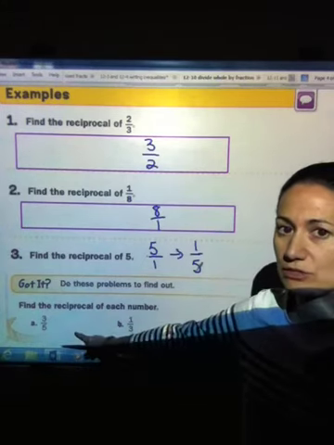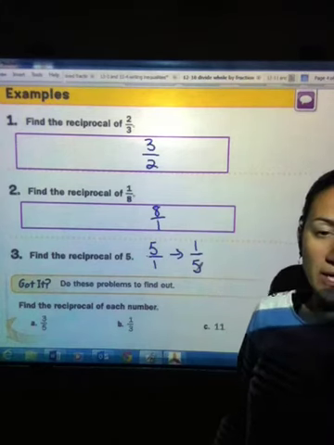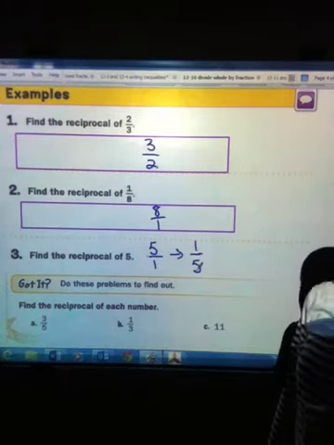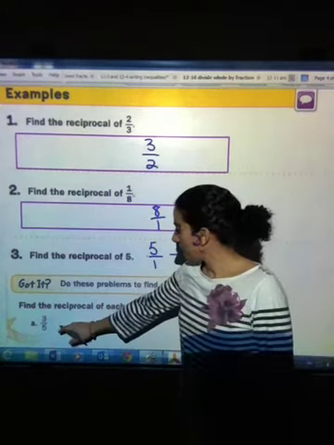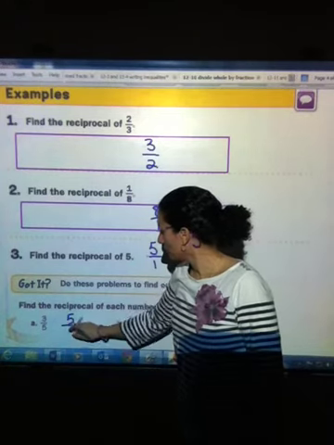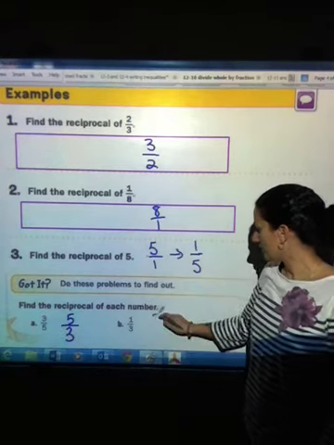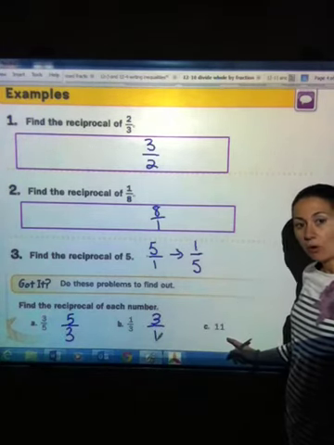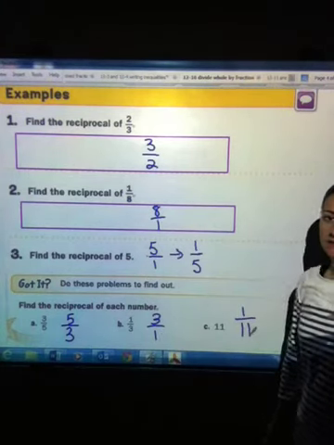I want you to try these 3 problems here. Pause the video and unpause, we'll check them together. So the reciprocal of 3/5 is 5 over 3. The reciprocal of 1/3 is 3 over 1. And the reciprocal of a whole number, 11, is 1 over 11.